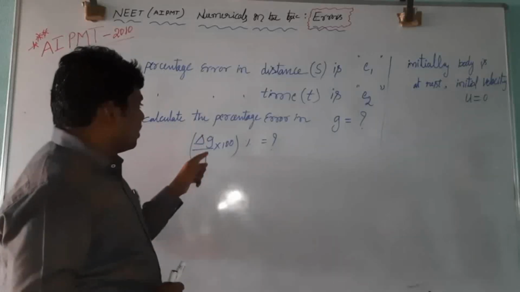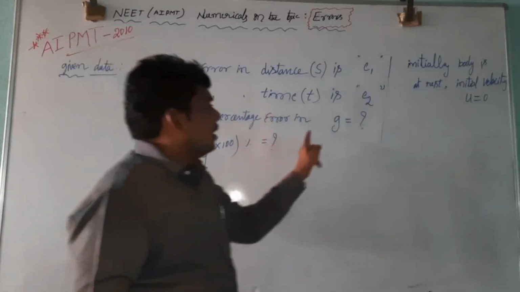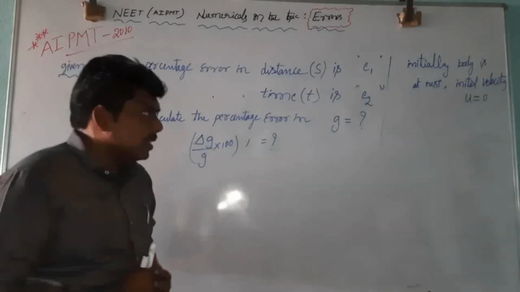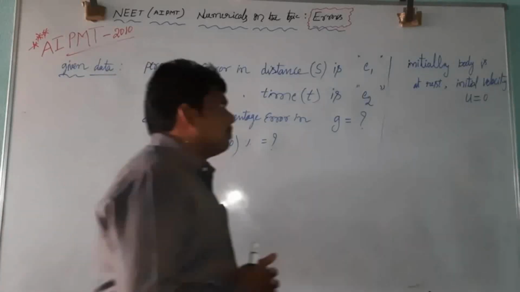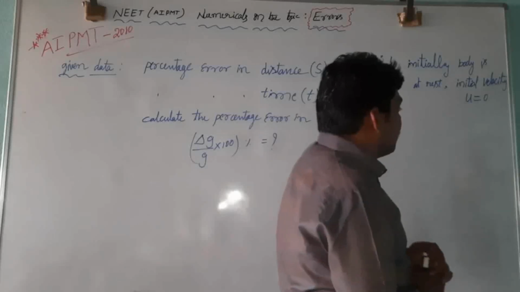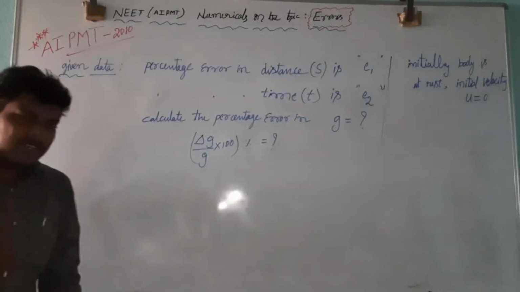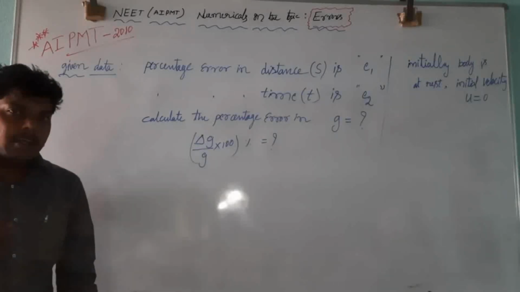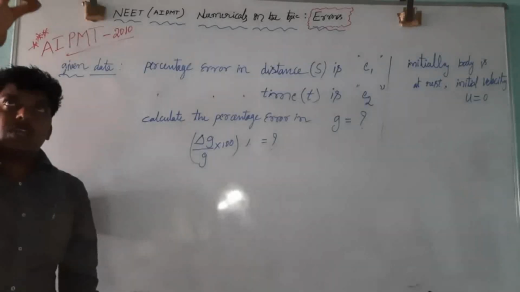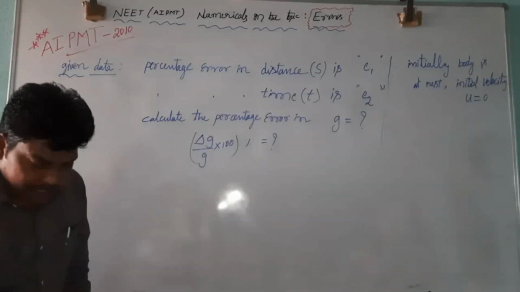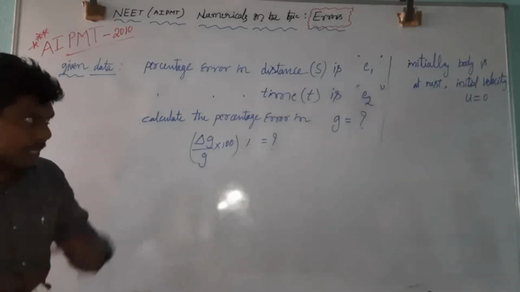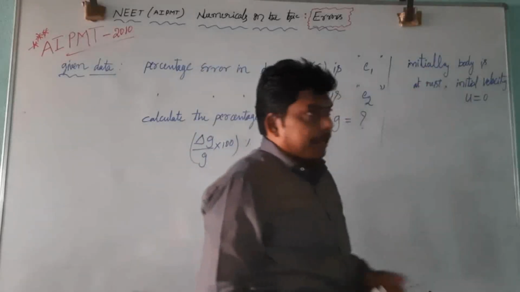Now what do you have to calculate in this question? Calculate the percentage error in g. That is nothing but delta g by g into 100% is equal to what? And along with that, initially the body is at rest state. If the body is at rest state, initial velocity is equal to 0. What is the question? A student has dropped a body from a certain height. Now he is going to calculate the distance traveled by the body. When he is calculating the distance traveled by the body, in the question itself they have mentioned, initially the body is at rest state.